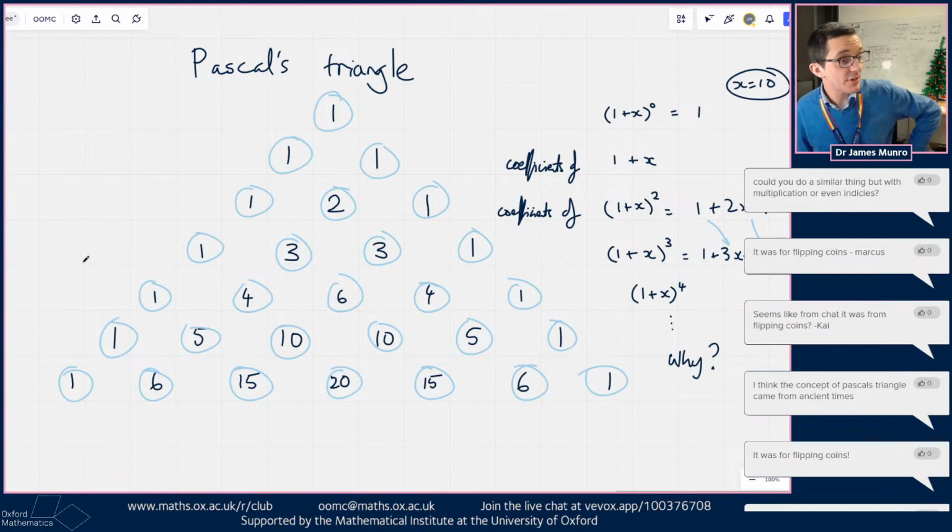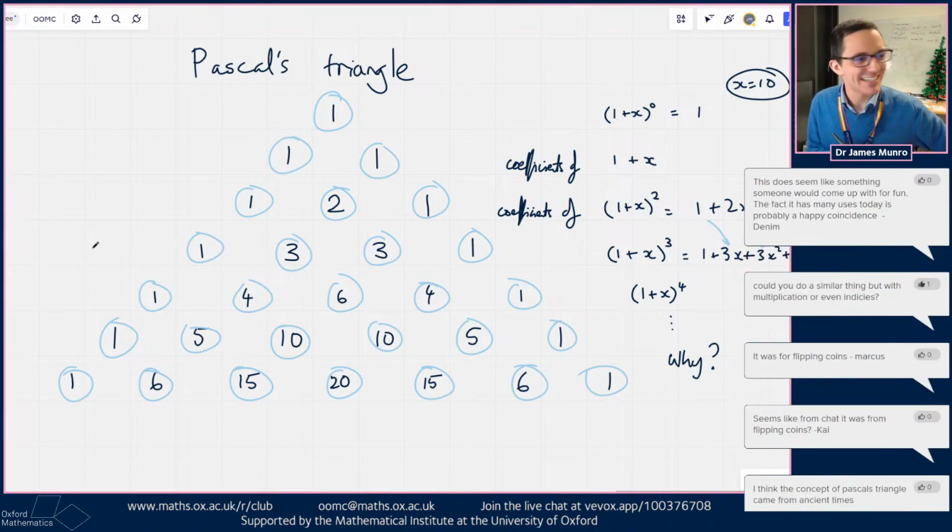It was for, people say it's for flipping coins. Thank you, chat. Really quick, no citations, but really quick history research. I guess the coin flipping thing is related to those binomial probabilities that you maybe learn about in school. If you flip 6 coins, what's the probability that exactly 2 of them are heads? Anyway, that's 15 out of 64 or something.